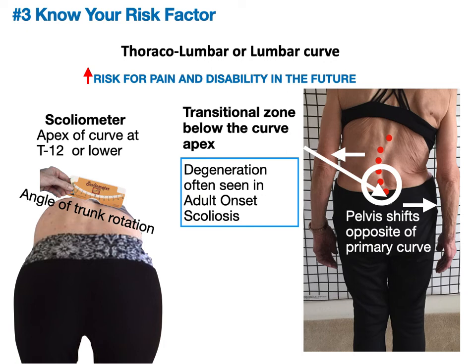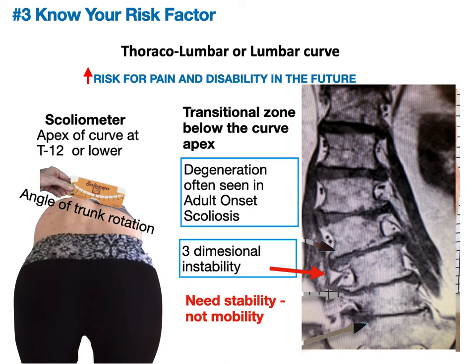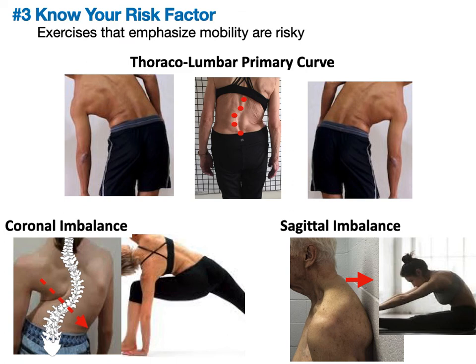This is already a hypermobile area of the spine, and it can easily become now 3-dimensionally unstable if there are degenerative changes, especially in adult onset scoliosis. These curve patterns need stability, not mobility. Exercises that emphasize mobility when you have these risk factors should be modified or avoided.